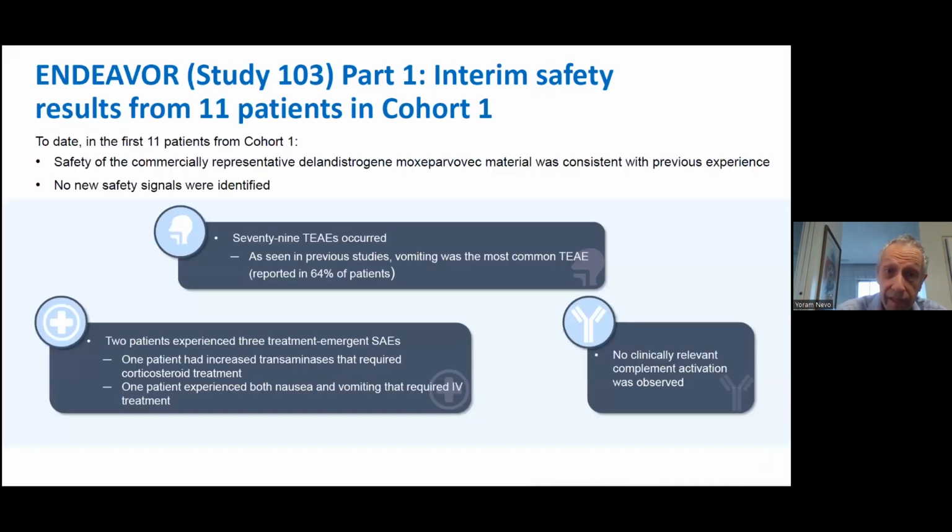Again, in terms of safety, basically the same. Vomiting, elevation of transaminases. Next slide, please.